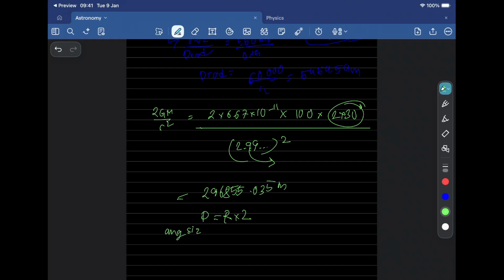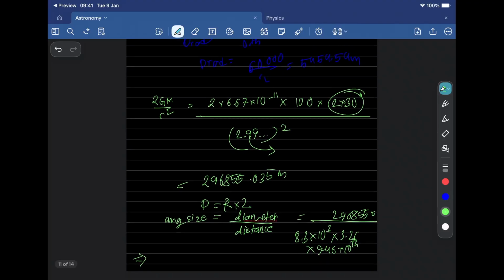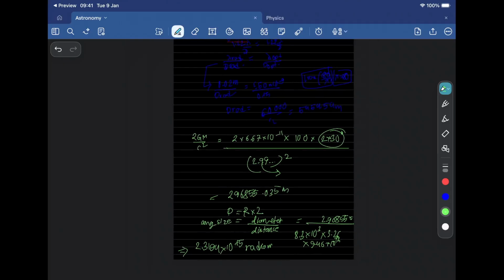We have angular size equals diameter divided by distance. So 296,855.035 multiplied by 2, divided by the distance, which is 8.3 kiloparsec. So kilo is this, and 3.26 times 9.46 times 10 to the power 15, because a parsec is 3.26 times the light year. Therefore, angular size comes as 2.3194 times 10 to the power minus 15 radians, right?